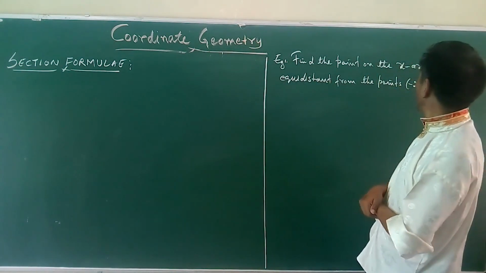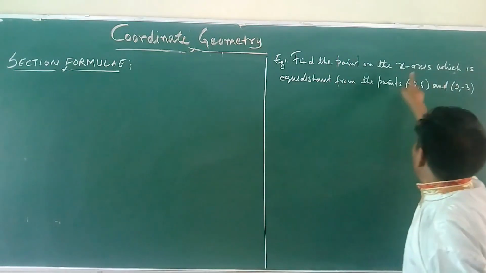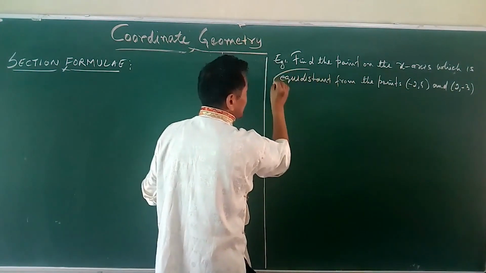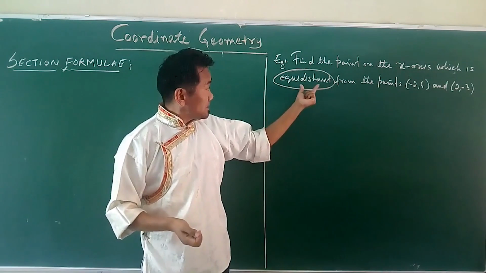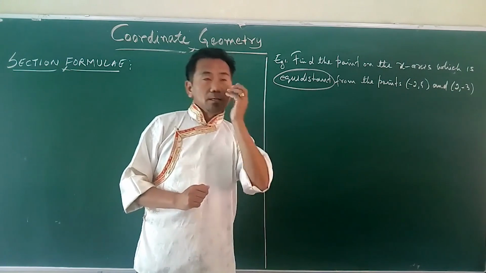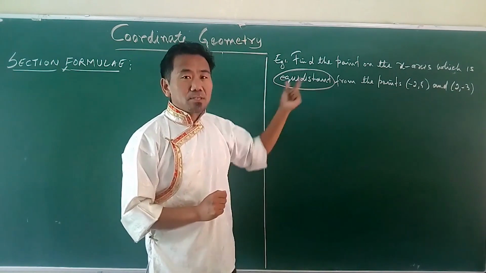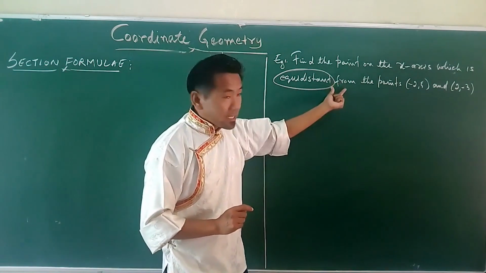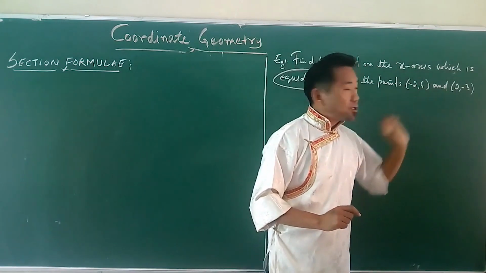Find the point on the x-axis. The point is on the x-axis, remember this, which is equidistant. Today we are going to focus on this term: equidistant. Equidistant means equal, normally we say equal, isn't it? So the equidistant here means from the points (-2, 5) and (2, -3).